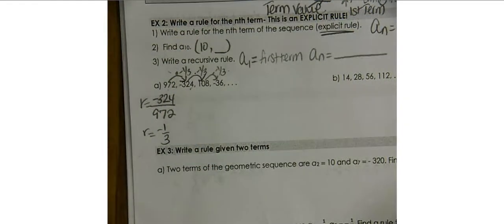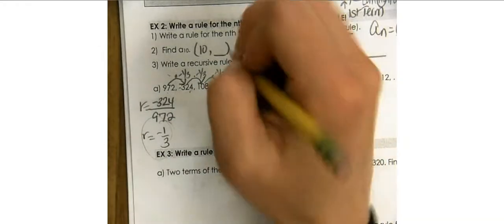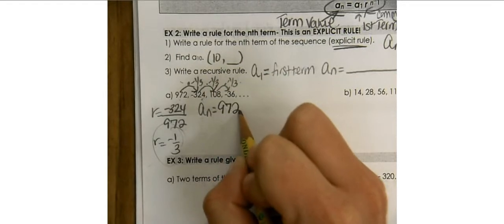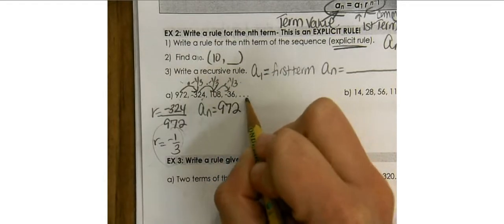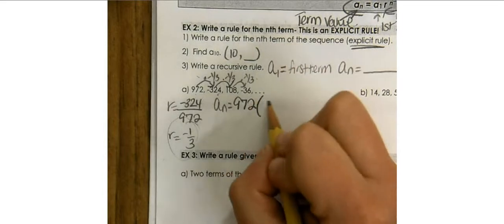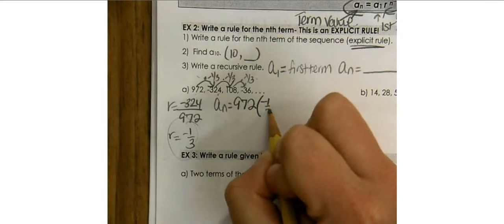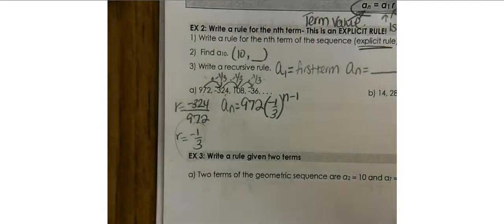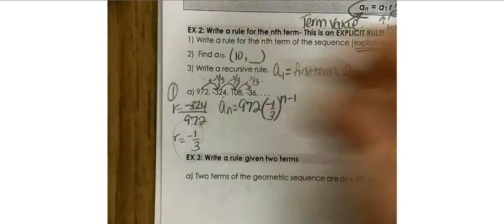So now I have my r value, and so in my formula I have a sub n is equal to a sub 1. So a sub 1 represents your first term, and our first term in this case is 972, times r. Put r into parentheses. In this case, it's going to be negative 1/3 raised to the n minus 1 power. And that is it. You have your rule, and that is step number 1.